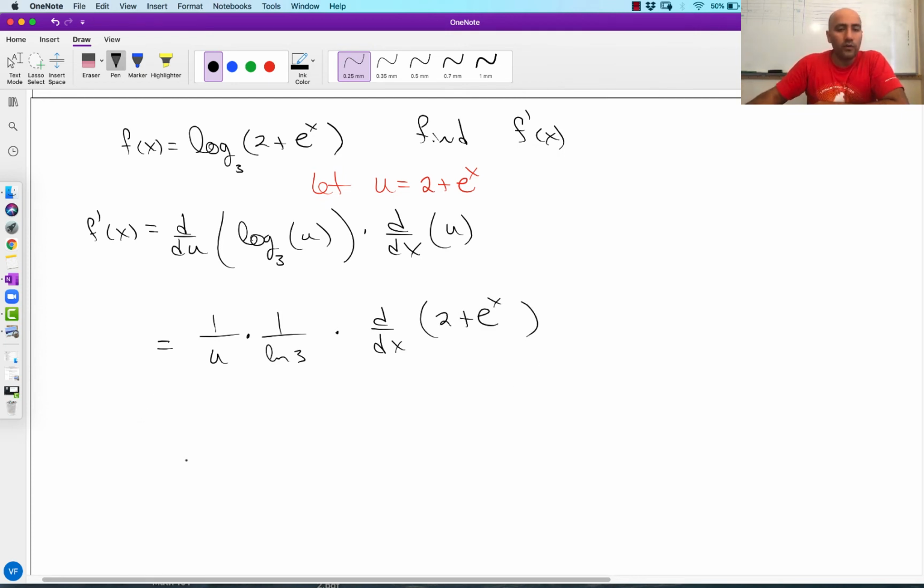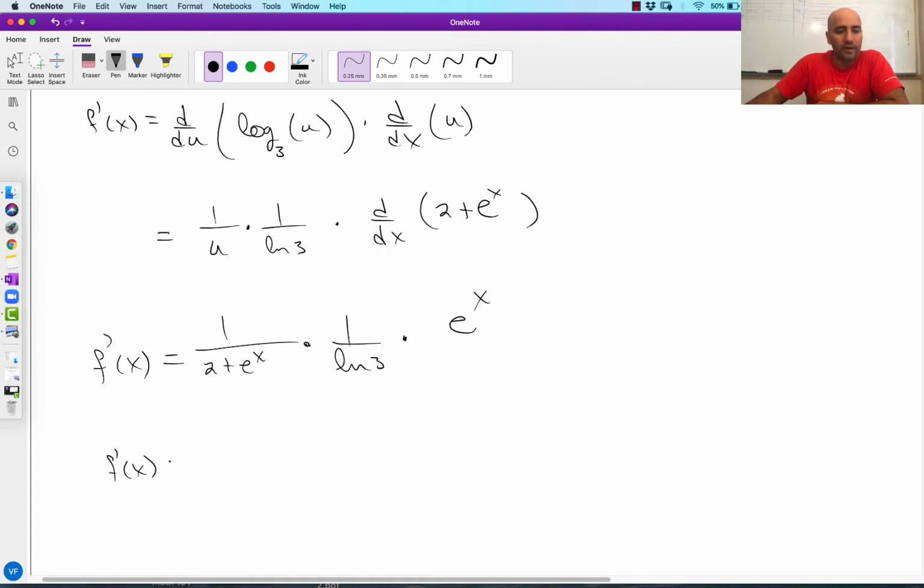And now the u, well, we have to resubstitute that in. This is going to be 1 over, the u is 2 plus e to the x, times 1 over ln of 3 times the derivative of this function. The derivative of 2 is 0, and the derivative of e to the x is e to the x. So we've arrived at our answer here. So f prime of x is equal to e to the x, and then ln of 3, and then 2 plus e to the x.